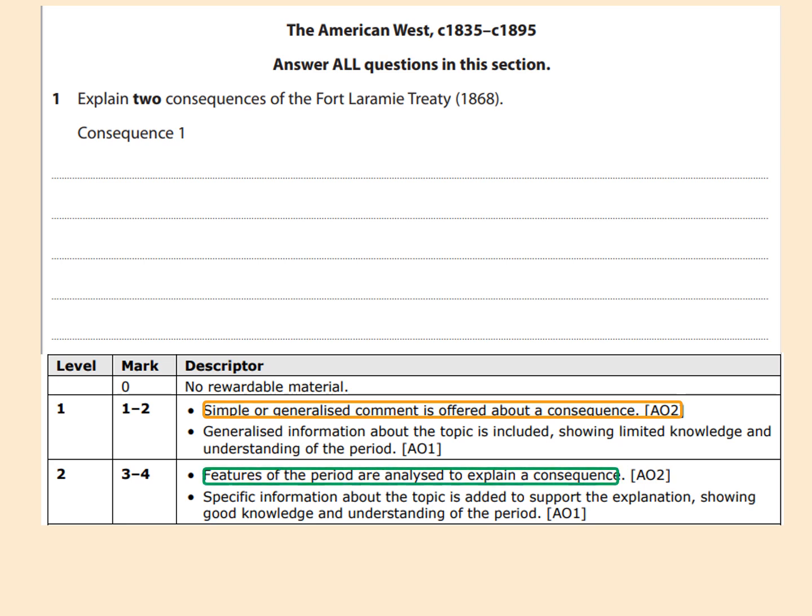Whereas on level 2, the features of the period are analysed to explain the consequence. That means that you're explaining how and why the next thing happened as a result of the first thing. Again, we'll see here that in level 1, you are showing limited knowledge and understanding of the period, whereas with level 2, you have specific information about the topic and a good knowledge and understanding of the period. So it's about the quality and depth of your knowledge that you're displaying. So make sure you use specific examples and you choose relevant ones.